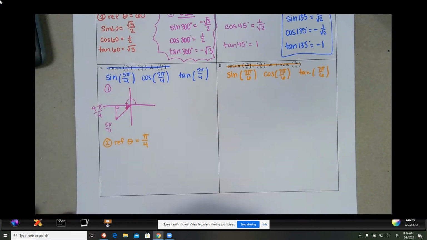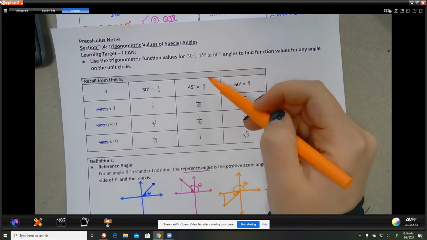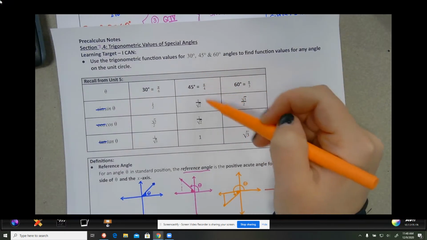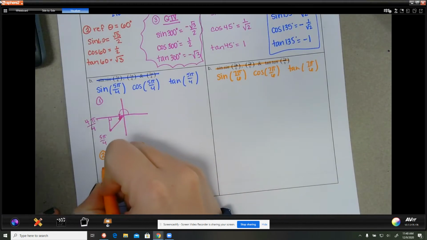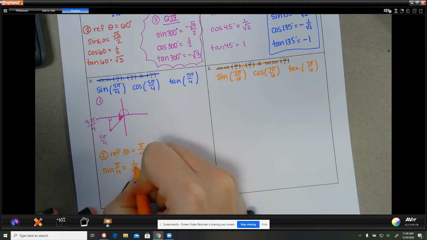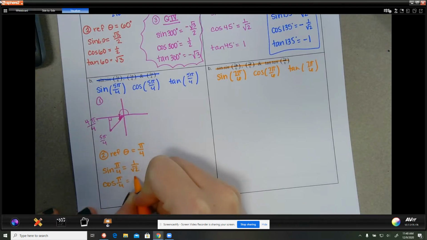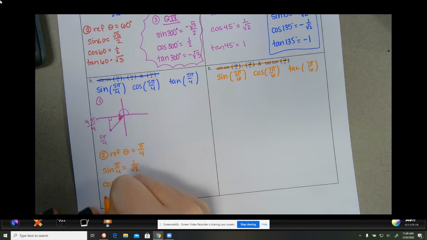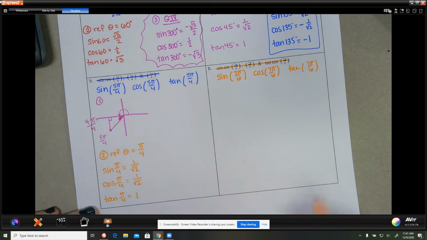So then I can go back and use my notes, which I think I tucked under here. So 5 pi over 4 has a reference angle of 45 degrees. So it's all of these that we just used in that last example. So we have sine of pi over 4 is equal to 1 over root 2. Cosine of pi over 4 is also 1 over root 2. And tangent of pi over 4 is equal to 1.